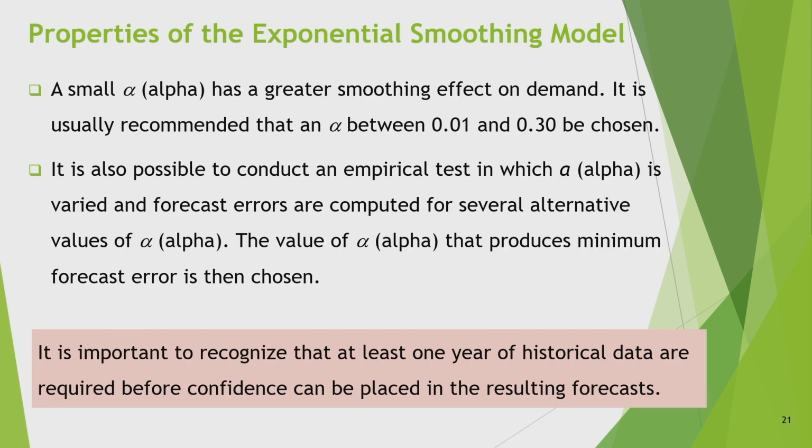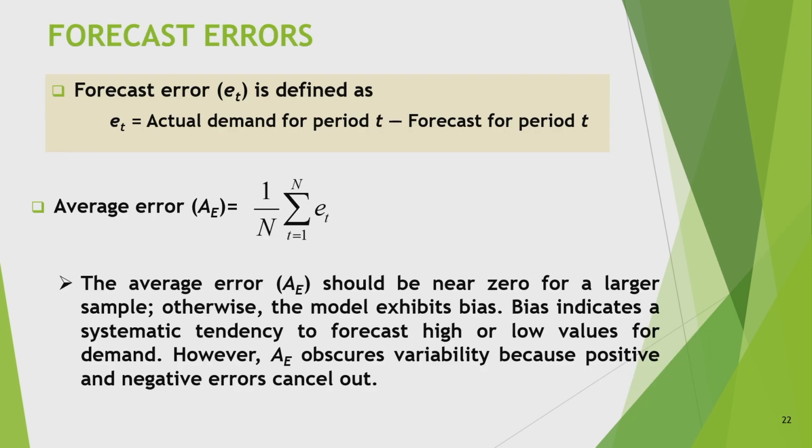A small alpha has a greater smoothing effect on demand. It is usually recommended that an alpha between 0.01 and 0.3 be chosen. It is also possible to conduct an empirical test in which alpha is varied and forecast errors are computed for several alternative values of alpha. The value of alpha that produces minimum forecast error is then chosen. It is important to recognize that at least 1 year of historical data is required before confidence can be placed in the resulting forecasts. So, now I will discuss the various types of forecasting error.